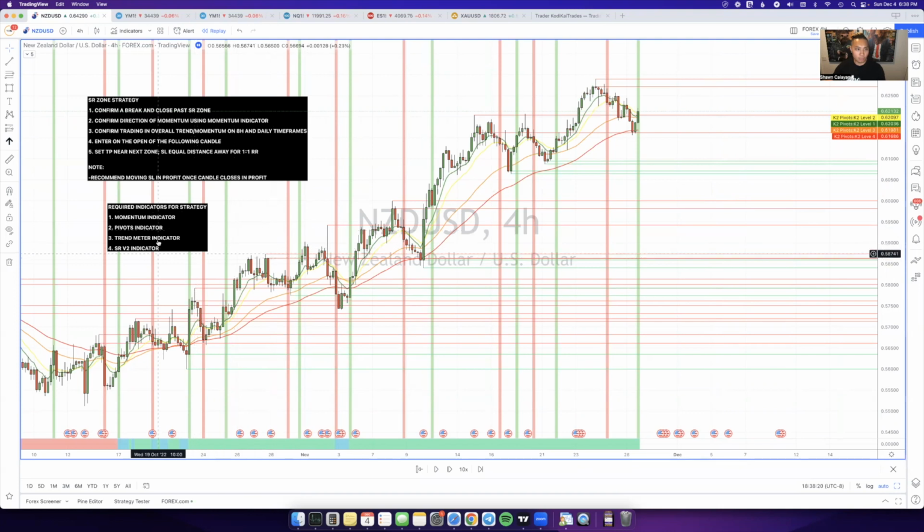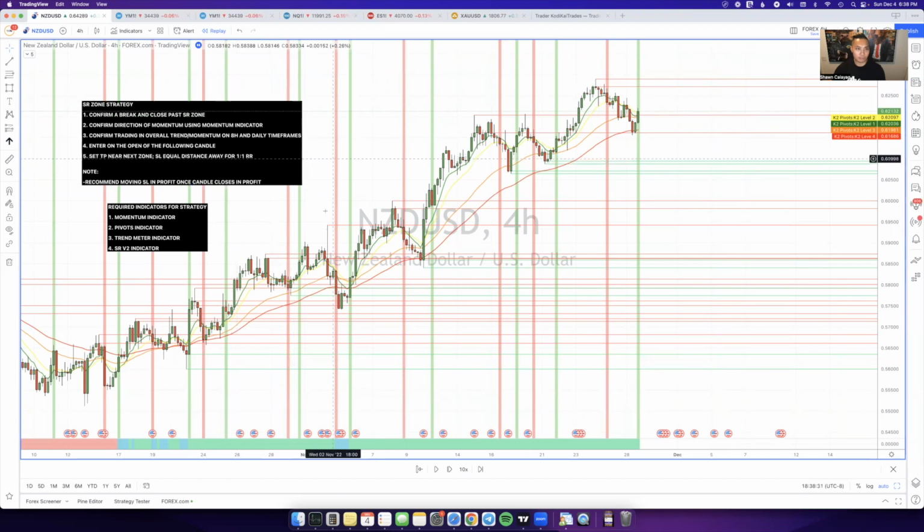So here are the required indicators for the strategy. You're going to need the momentum indicator, pivots indicator, trend meter, and the SRV2 indicator. Those are pretty much all the ones you need for this specific strategy. And here are the requirements. So looking over here at the requirements, the first step, you want to confirm a break and close past the SR zone. So before you do that, you want to go ahead and identify the closest zones to current price. So in order to do that, you want to turn on the SRV2 indicator.